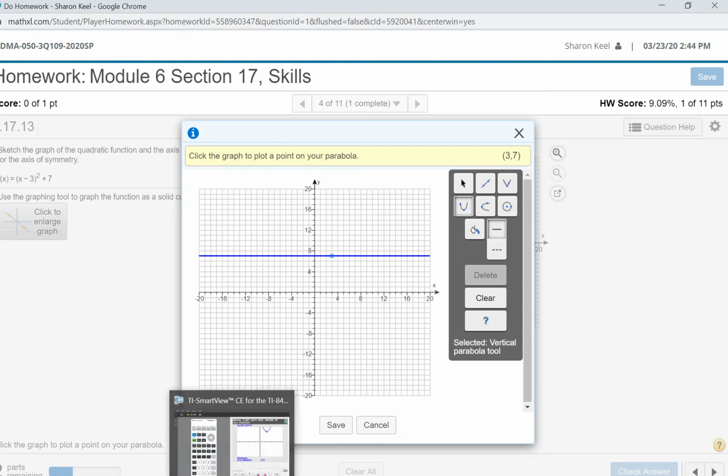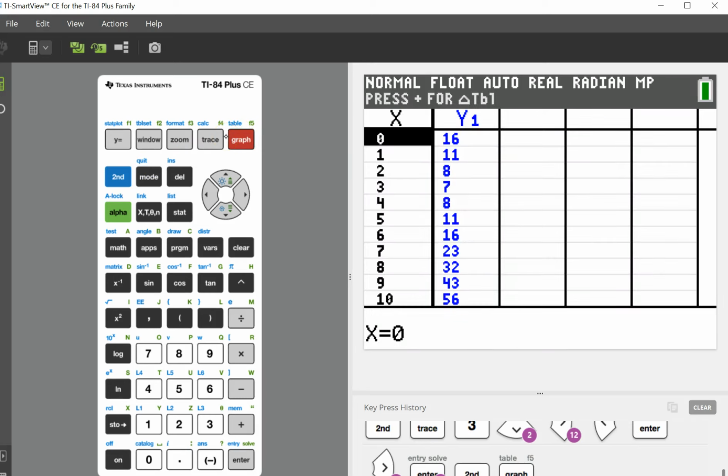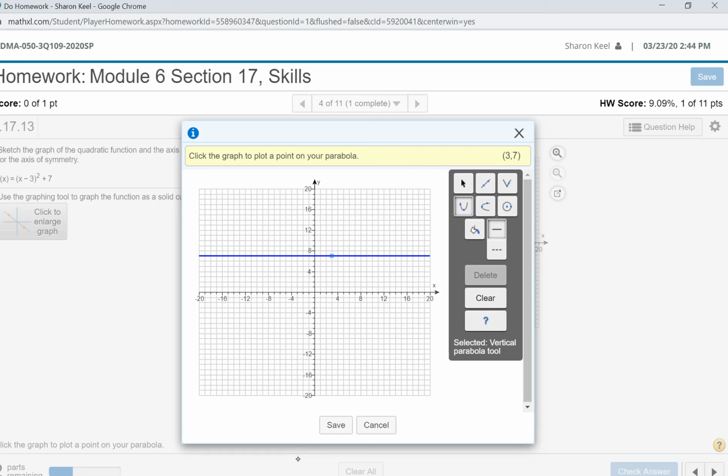And then to get my second point, we're going to do second table. And remember, we can't go bigger than 20. So let's do 0.16. Okay. So let me come back here. And at 0.16, that's my second point.